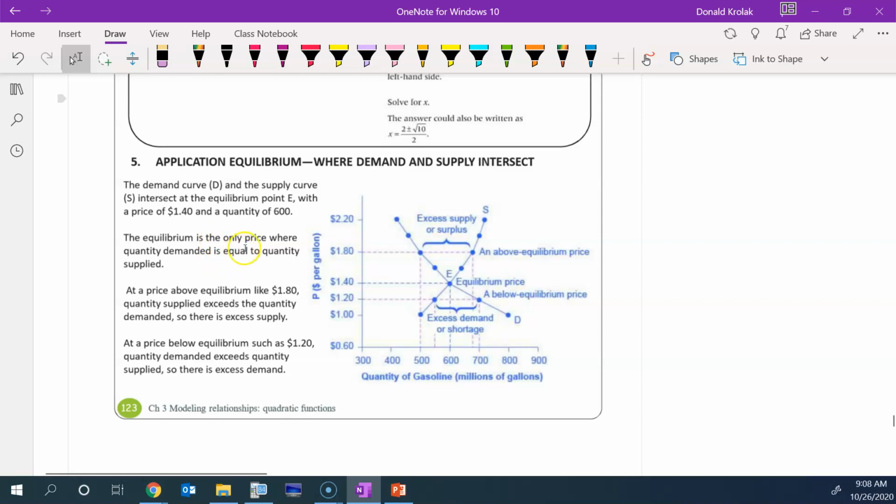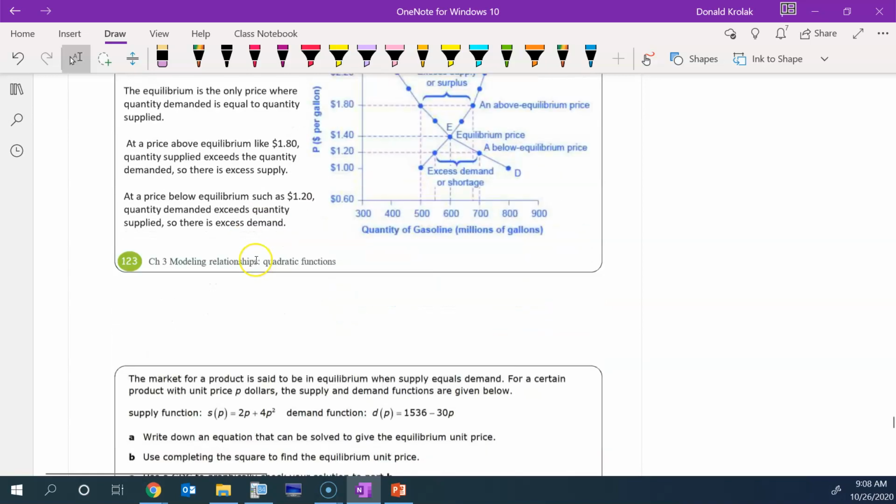Anybody in here taking economics? Have you guys studied supply and demand curves? Oh, sweet. Well, that's what we're going to be talking about.